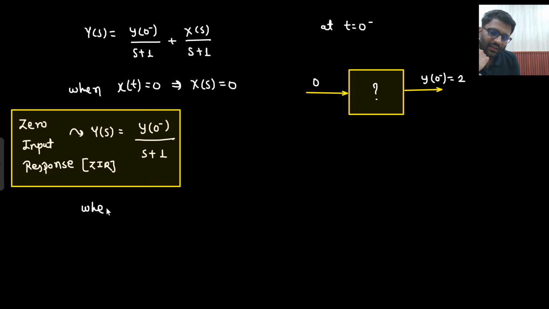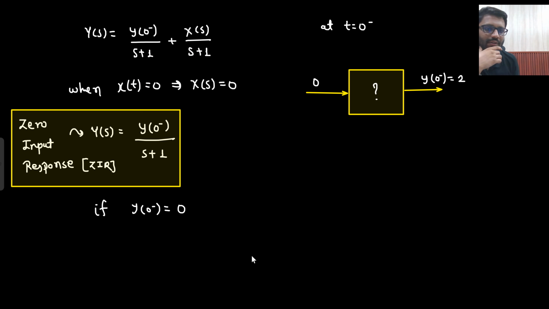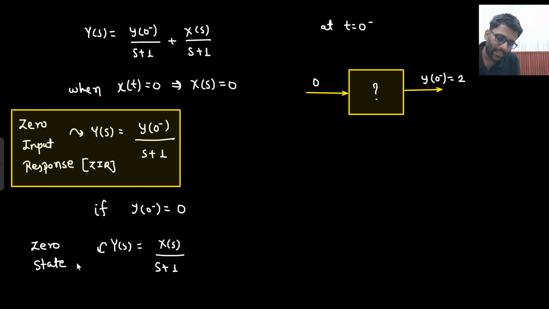And when your initial conditions were 0, let's just say I am saying that my initial condition is 0, although it is not 0, it is equal to 2. But if I say that my initial condition is 0, then what will be your Y of s? It is this thing. What is it known as? Zero state response. That means there was no state before t equals 0. For t less than 0, there was no state. So this is known as the zero state response.